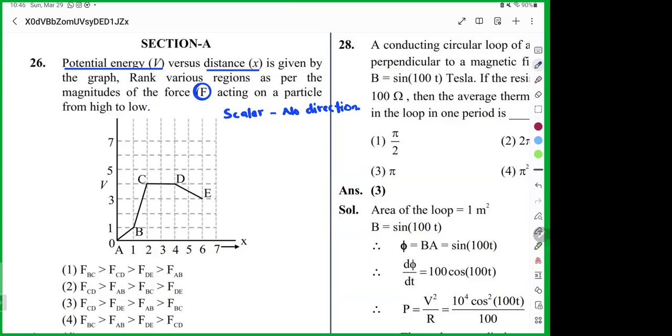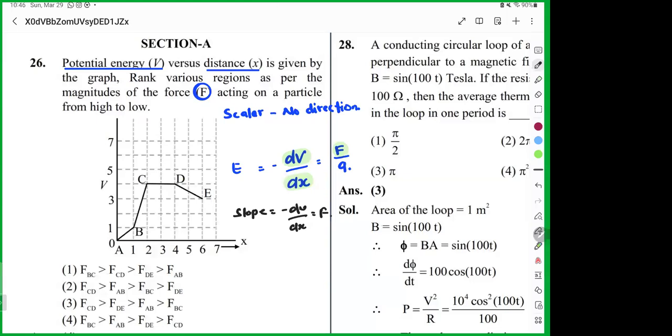will give you dV by dx. Minus dV by dx is equal to the electric field. And the electric field is also equal to the force experienced by the charge, correct? So can we say that dV by dx will give us the force? So it means the slope of V versus x, minus dV by dx, will tell us about the force. Any doubt?